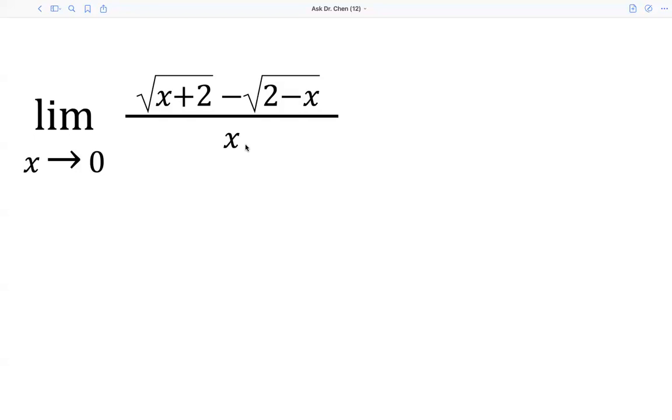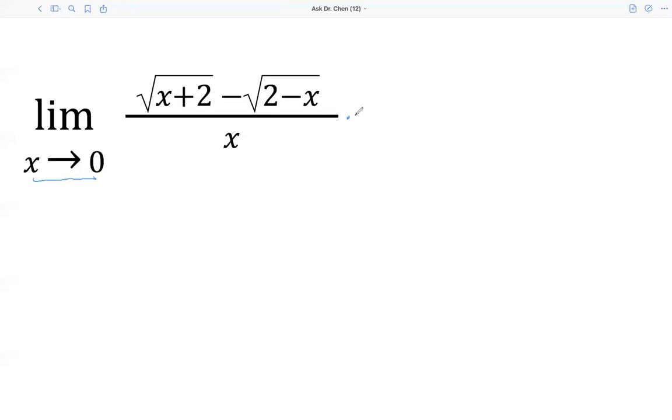Let's see this limit question. So limit when x approaches 0, right? And 0 is not in the domain of this function, because if x is 0, we have something divided by 0. Does not exist in mathematics. So what do we do? We see we have radicals here.